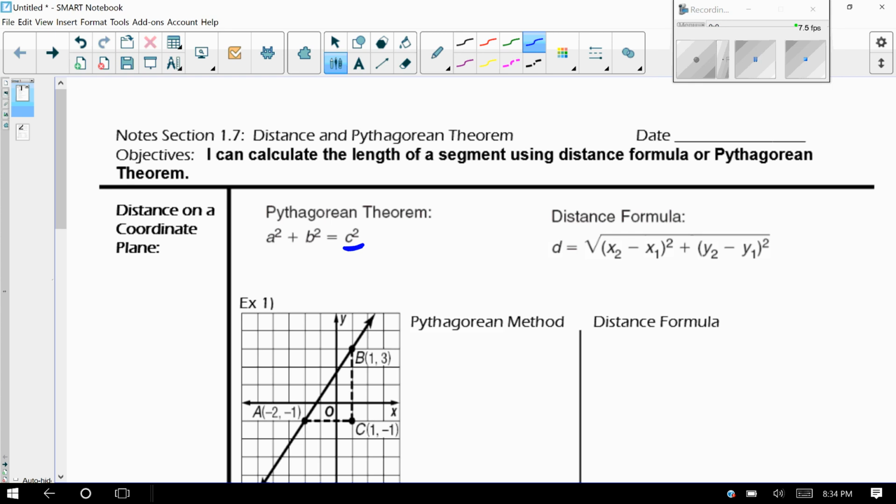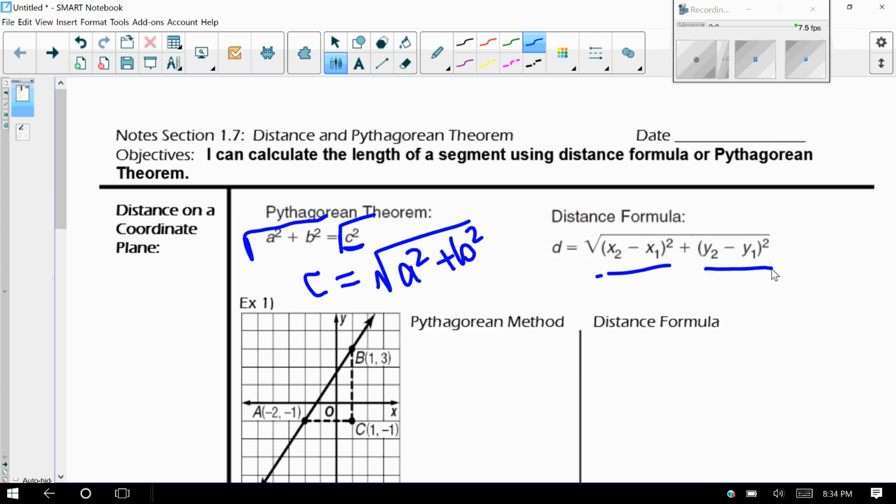The distance formula is actually the same formula, but what we're doing is we're solving for c. We took the square root of the right-hand side and the square root of the left-hand side, and the square root of c squared is just c, that's our hypotenuse, is equal to the square root of a squared plus b squared, which is the change in x's is your a squared, and the change in y's is your b squared. So they're actually the same formula, okay?